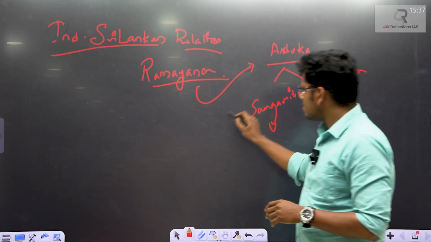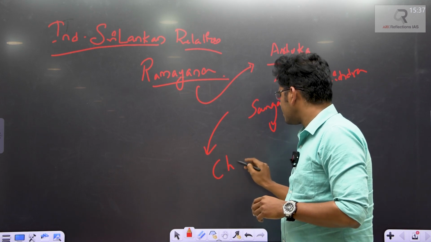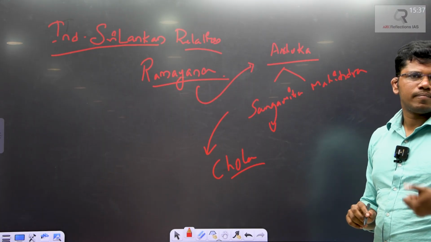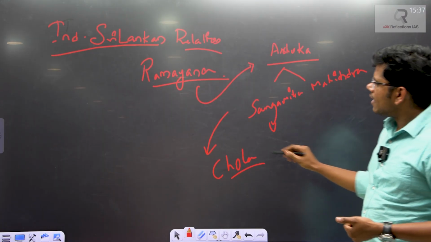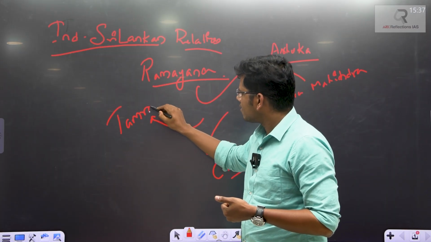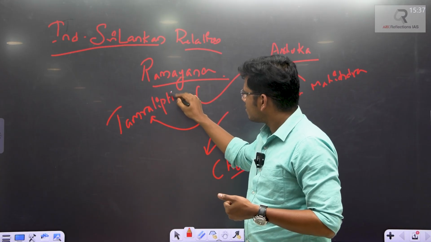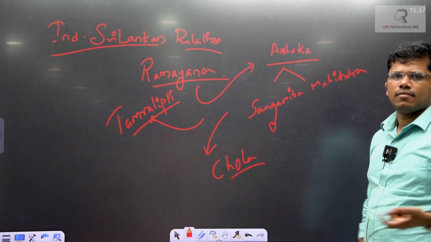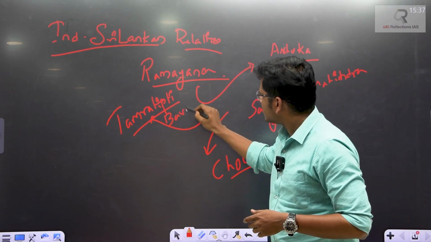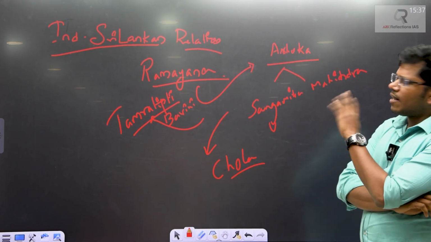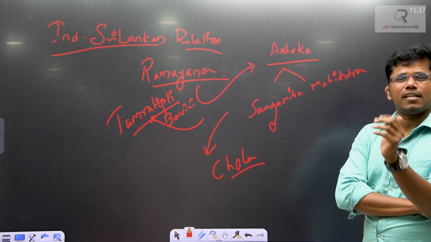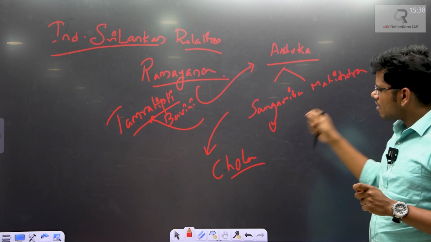And the next reference goes directly to the Cholas, the Rajendra Chola. At that time Sri Lanka used to be called Tamralipti. Sorry, not Tamralipti, Tamrabarani. Tamralipti is different, Tamrabarani is different. So this is the initial introduction of the basic connections between India and Sri Lanka, how it happened.